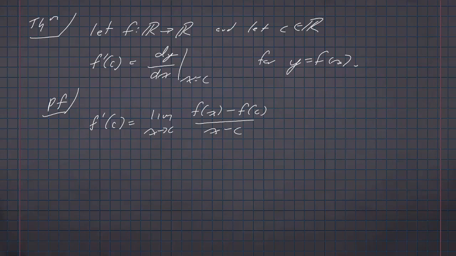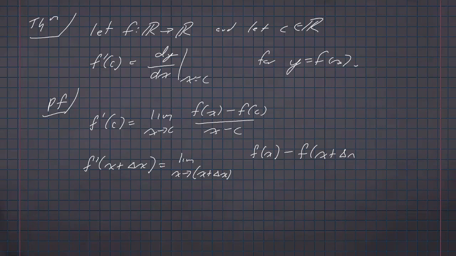We start with f prime of c is the limit as x goes to c of f of x minus f of c all over x minus c. And we simply evaluate f prime at the point c equals x plus delta x. Well, that's going to be the limit as x approaches x plus delta x of f of x minus f of x plus delta x all over x minus x plus delta x.